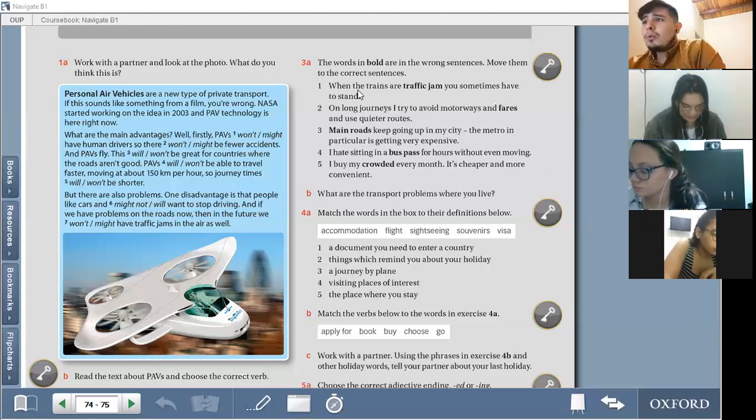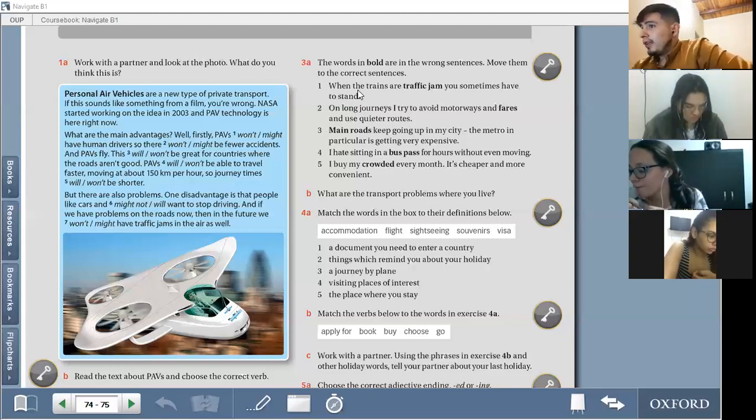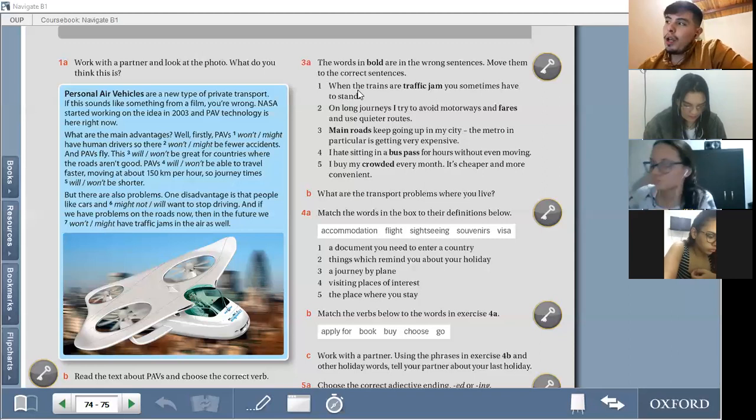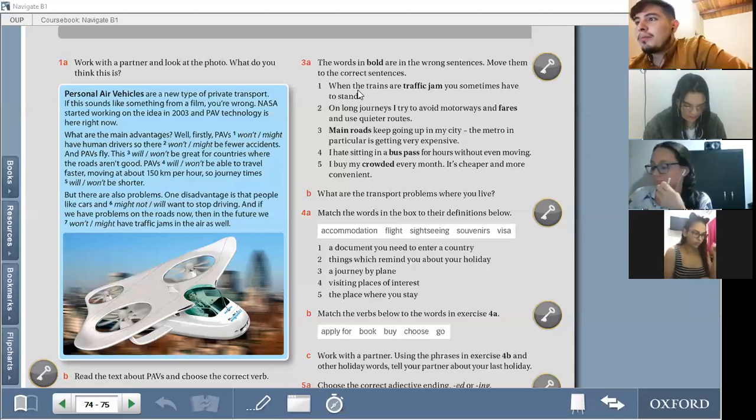But there are also problems. One disadvantage is that people like cars and might not want to stop driving. And if we have problems on the roads now, then in the future, we won't or might have traffic jams in the air as well.